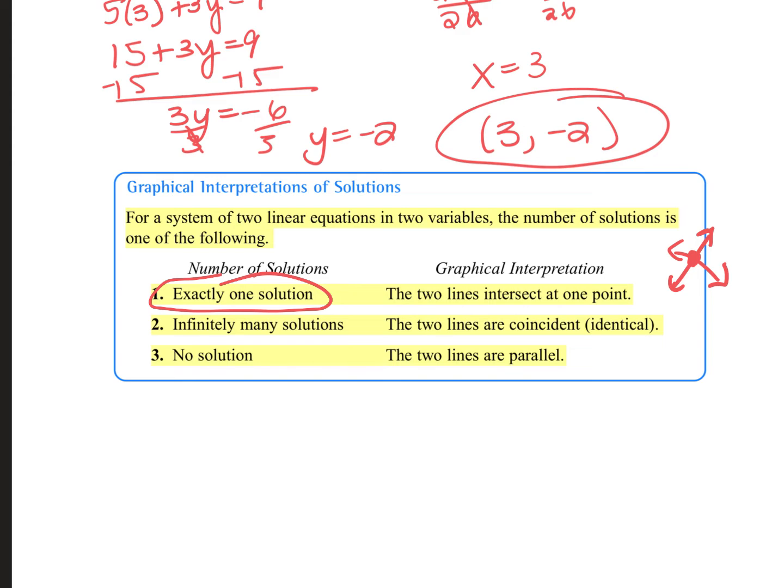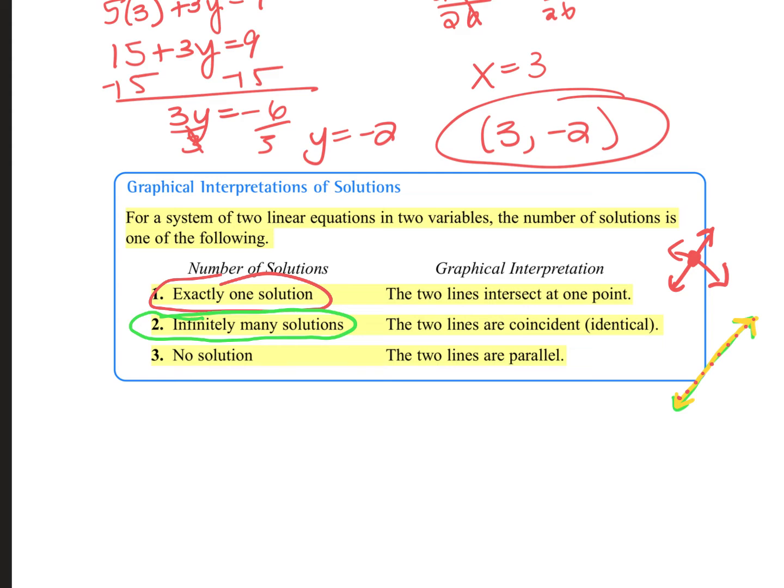There's another case where you would have equations that have infinitely many solutions. That means the 2 lines are coincident or identical. That means it's one line. You graph the equation of the line, and then you graph the other equation of the line, and it's right on top of each other. It's the exact same line, meaning every single point along this line, both of these lines, would satisfy both equations.